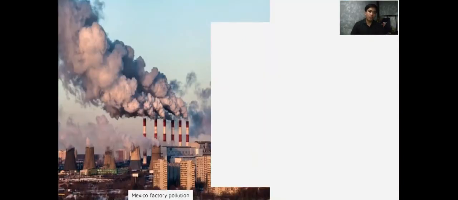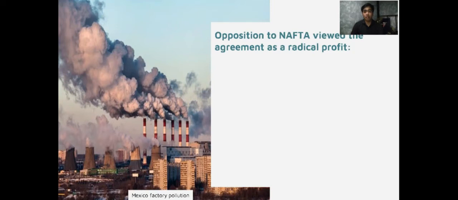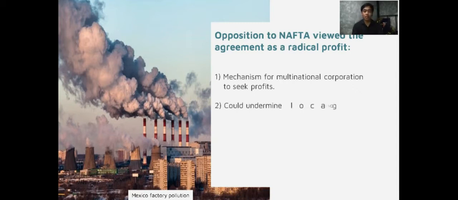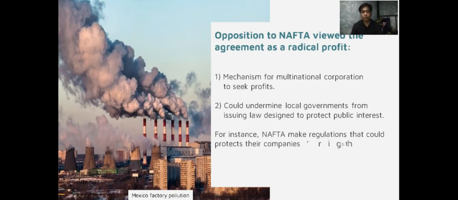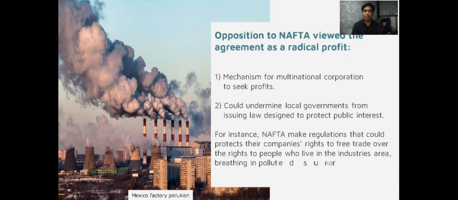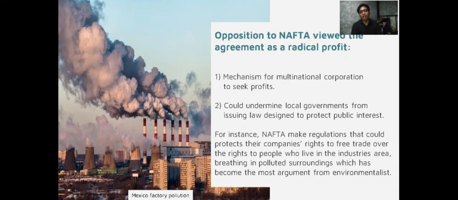So, opposition to NAFTA viewed the agreement as a radical gain. The mechanism of multinational corporations seeking profit could undermine local governments' legislation designed to protect the public interest. For example, NAFTA makes regulations that could protect the rights of its companies to free trade over the right of people in the industry area, breathing in a polluted environment, which has become the main environmental argument.